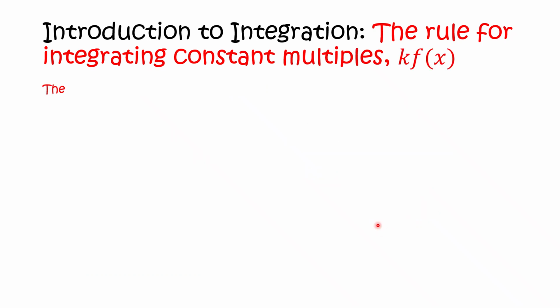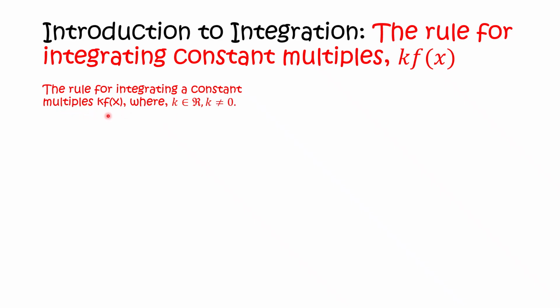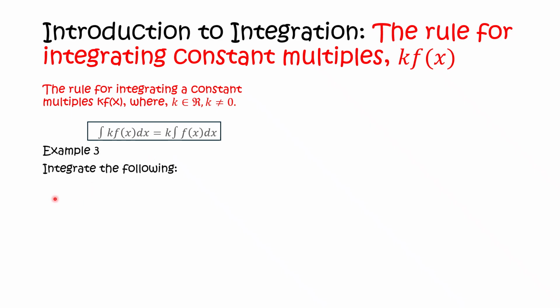Let's move on to the third rule. The third rule is integrating constant multiples. So we have k times f of x. Now, in this case, we are saying that k is an element of real numbers, but not equal to 0. So let's bear that in mind. So when you have such a scenario, we can factor out the k and integrate the x terms as we have it here. So the integral of k f of x dx is equal to k times the integral of f of x dx.